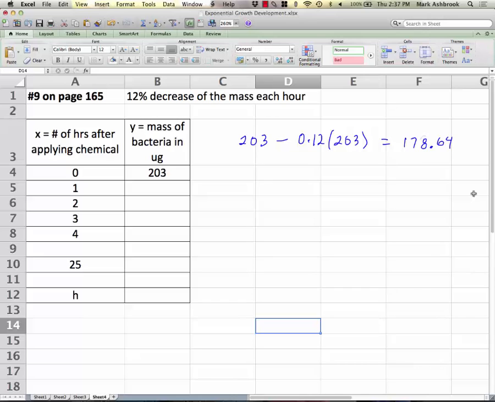So now look, we can do the exact same thing we did before. We can rearrange this by factoring out 203. 203 times what? Okay, one step at a time. I factor out 203, I get... This middle step is important because it's what we're going to use here. 1 minus 0.12. Which is?